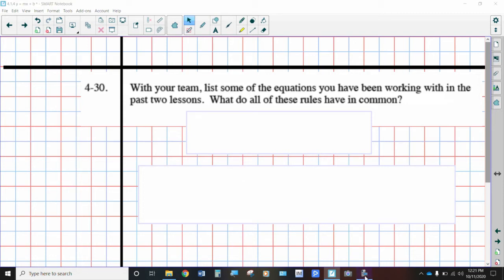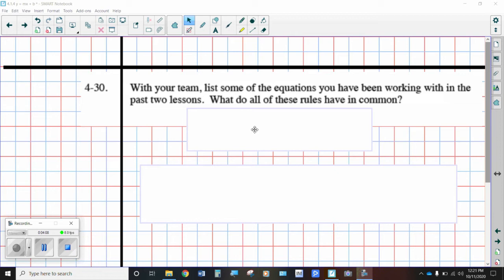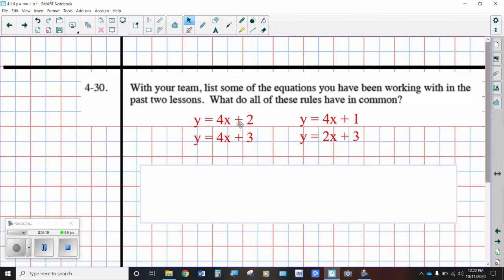Okay, I'll go ahead and pause too. All right, you got them written in? Remember, 3 of the rules had the exact same growth rate, and a couple of the rules have the exact same y-intercept. So the rules were y equals 4x plus 2, y equals 4x plus 1, y equals 4x plus 3, and then the other one that had a different growth rate but a similar starting point, or y-intercept, was y equals 2x plus 3.